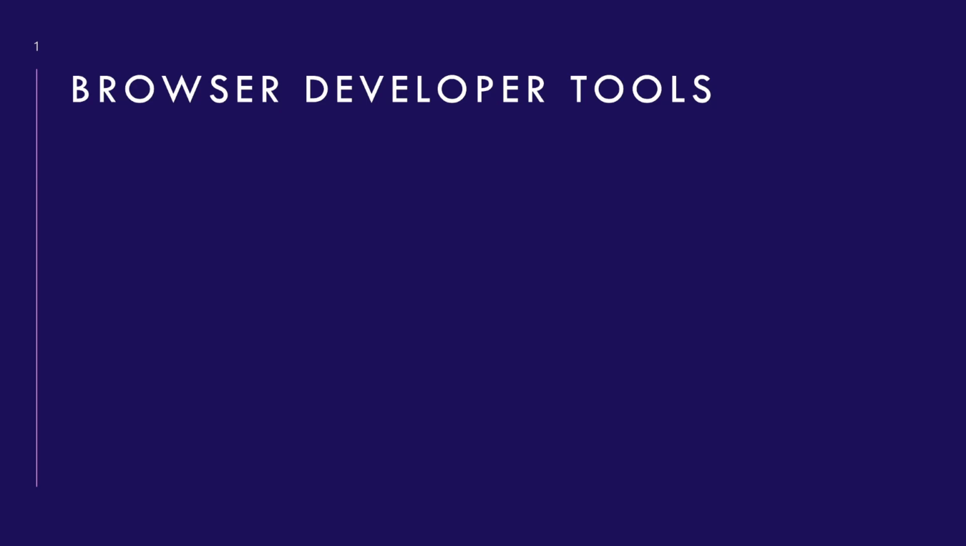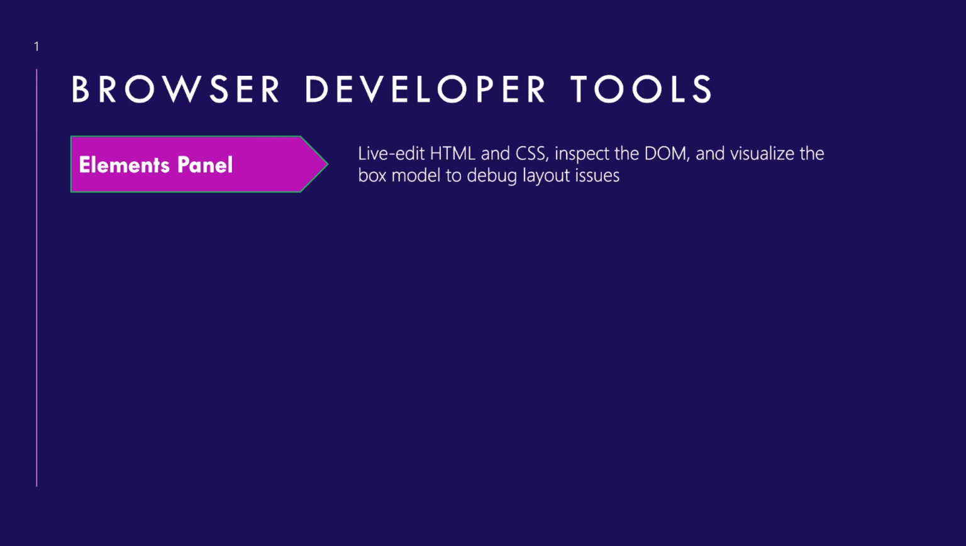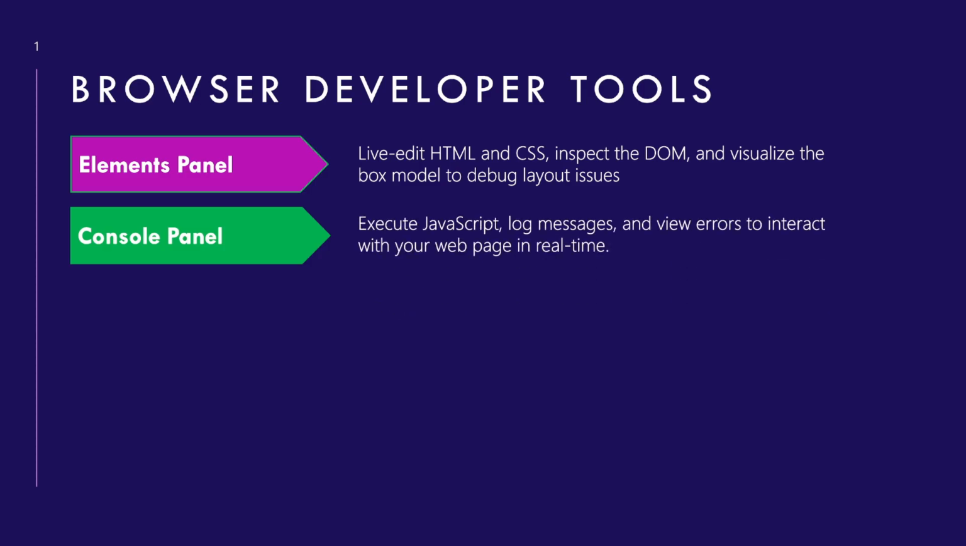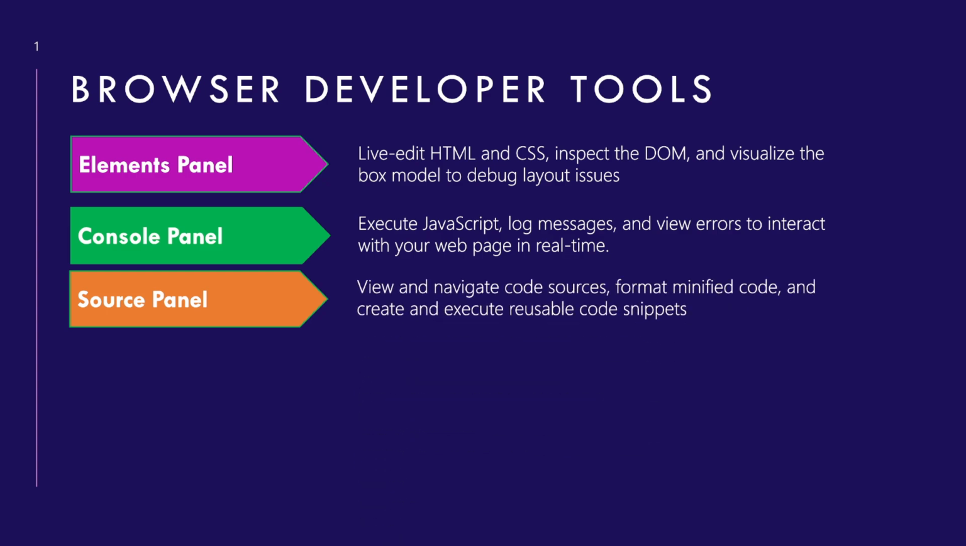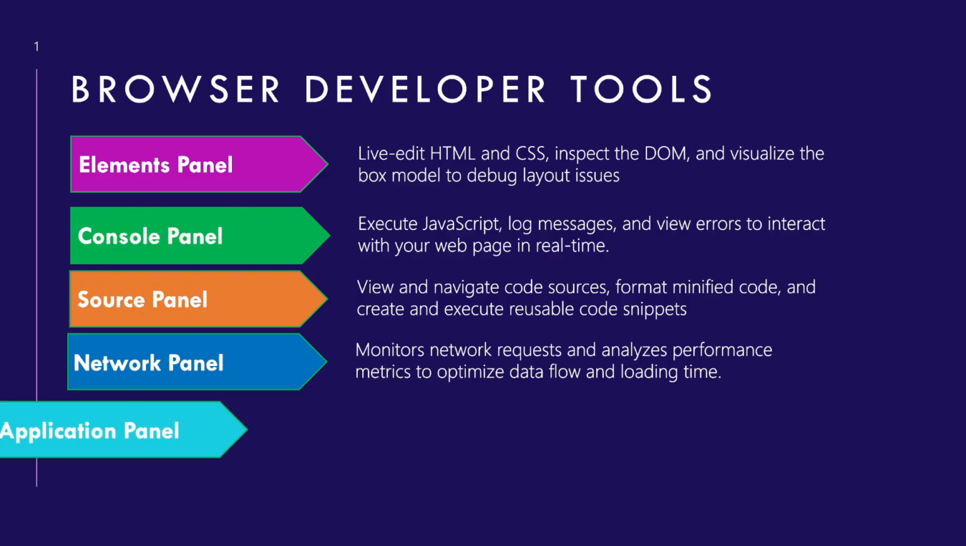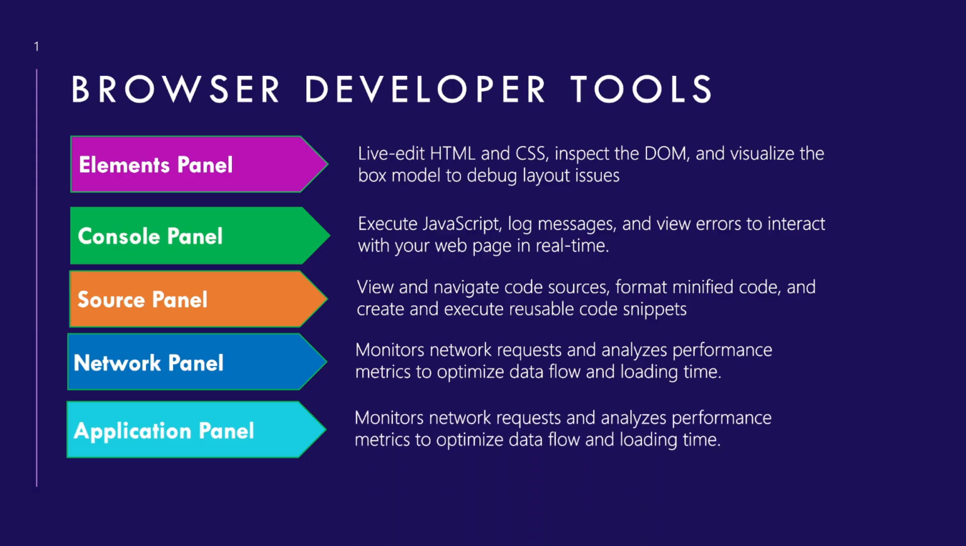Alright folks, we covered a lot of ground today, from the power of the elements panel for live editing HTML and CSS, to the console panel where you can execute JavaScript and debug your code in real time. We explored the sources panel, which is invaluable for viewing and debugging your JavaScript, setting breakpoints, and stepping through your code. Then we jumped into the network panel to monitor and optimize your web application's network activity, and finally, we delved into the application panel to manage storage, service workers, and much more.